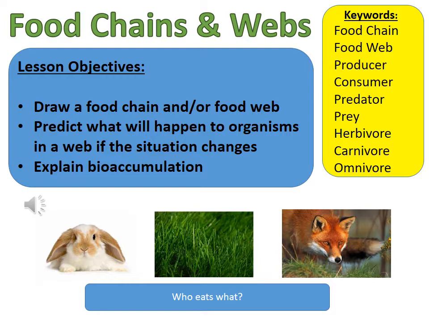You've got keywords down the side there in the yellow box. Can you write those out? And then just to get your brain started, have a look at the pictures at the bottom. We've got a rabbit, some grass and a fox. And I just want you to think about, you don't need to write it down, who eats what. That will get us thinking about food chains.